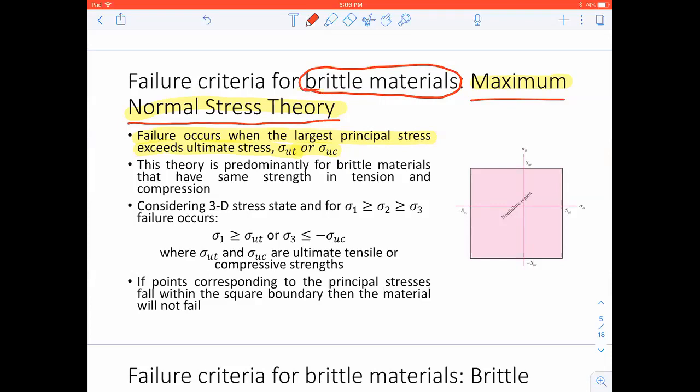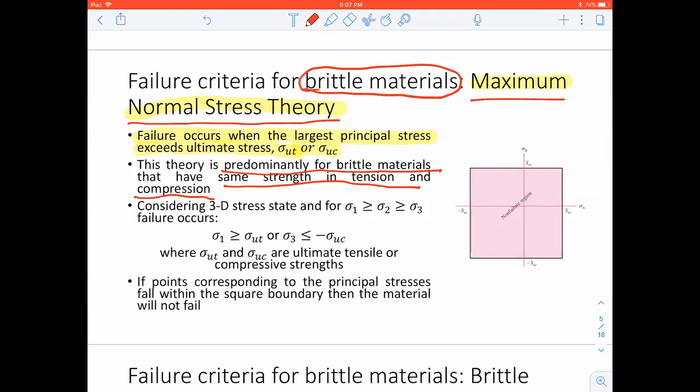So this theory is predominantly for brittle materials that have the same strength in tension and compression. We're saying that if its tensile strength is, say, 30 megapascal in tension and minus 30 megapascal in compression, that means the magnitudes of the strength in tension and compression are the same.